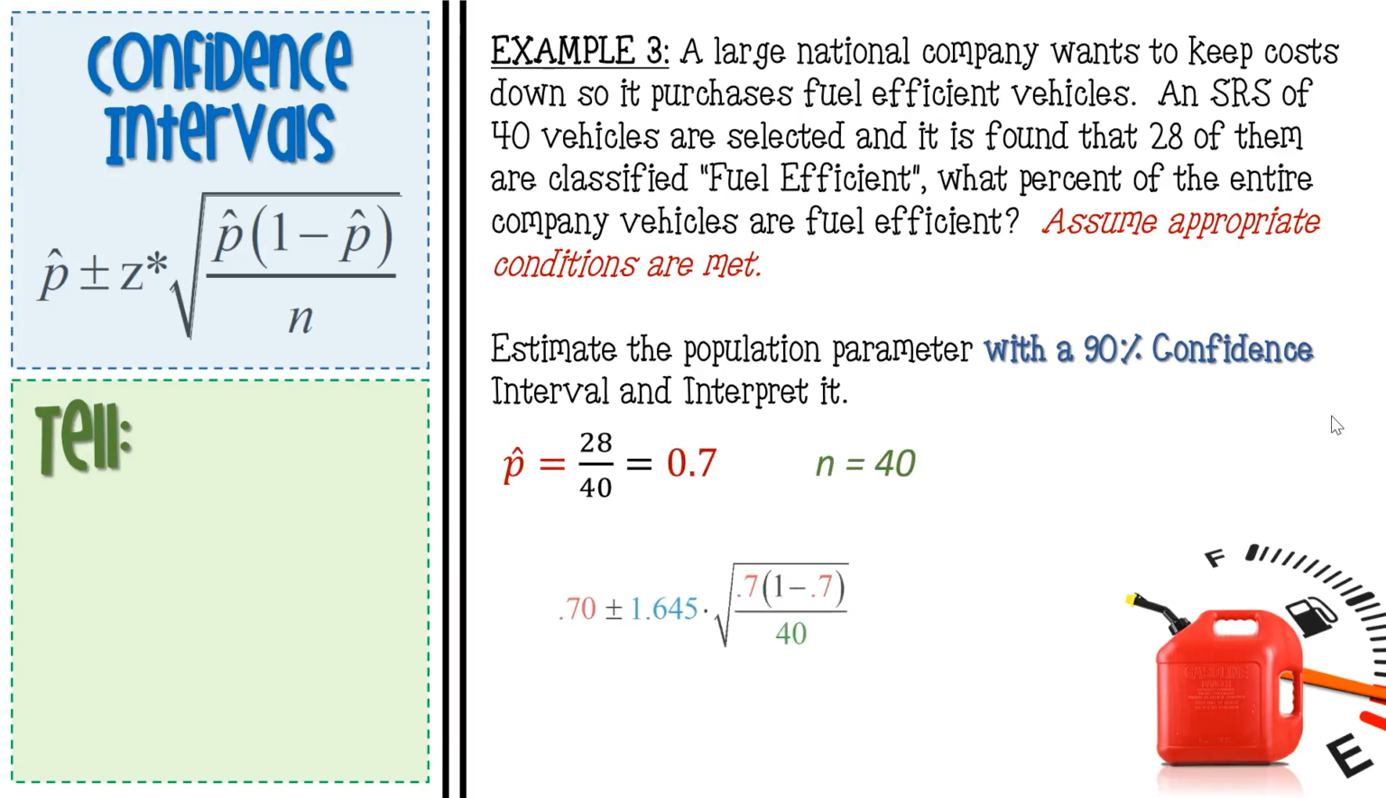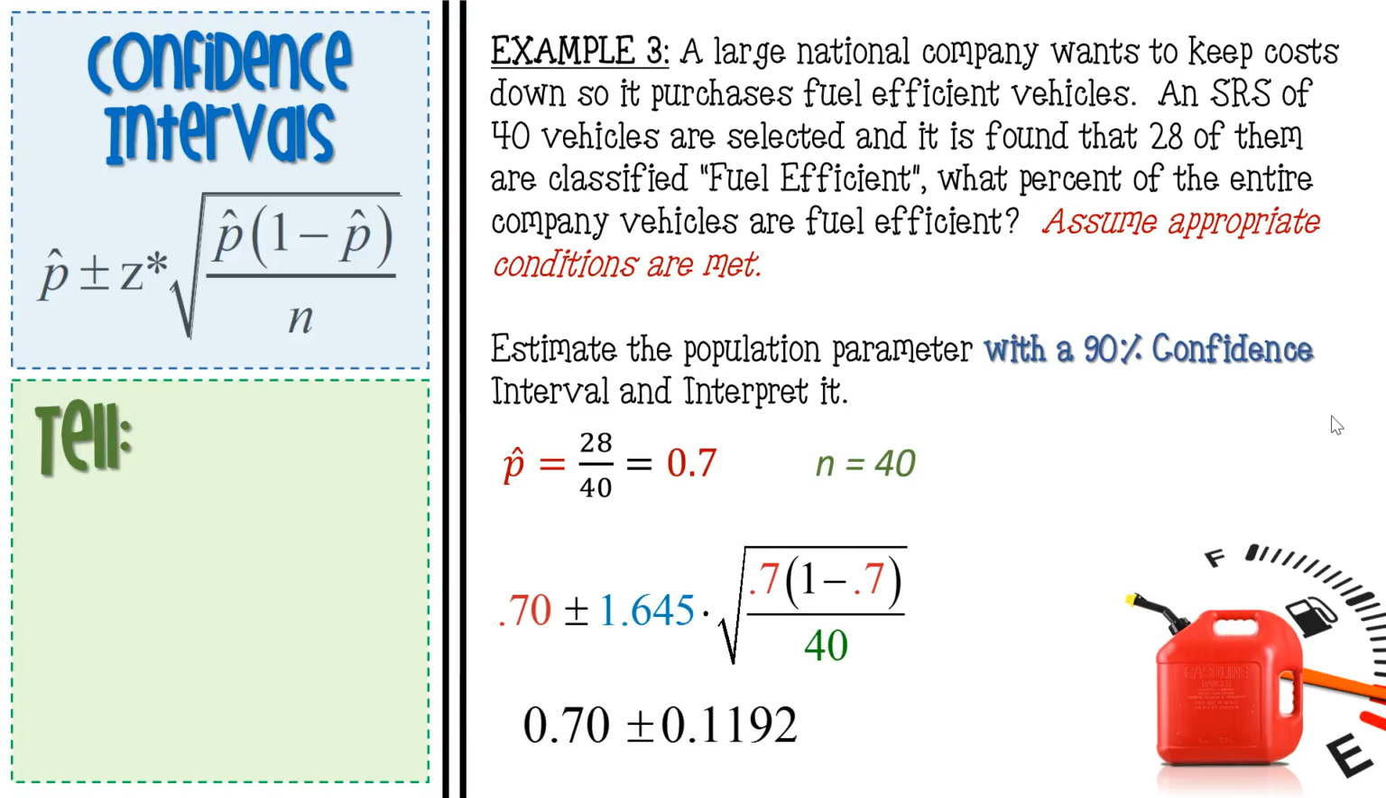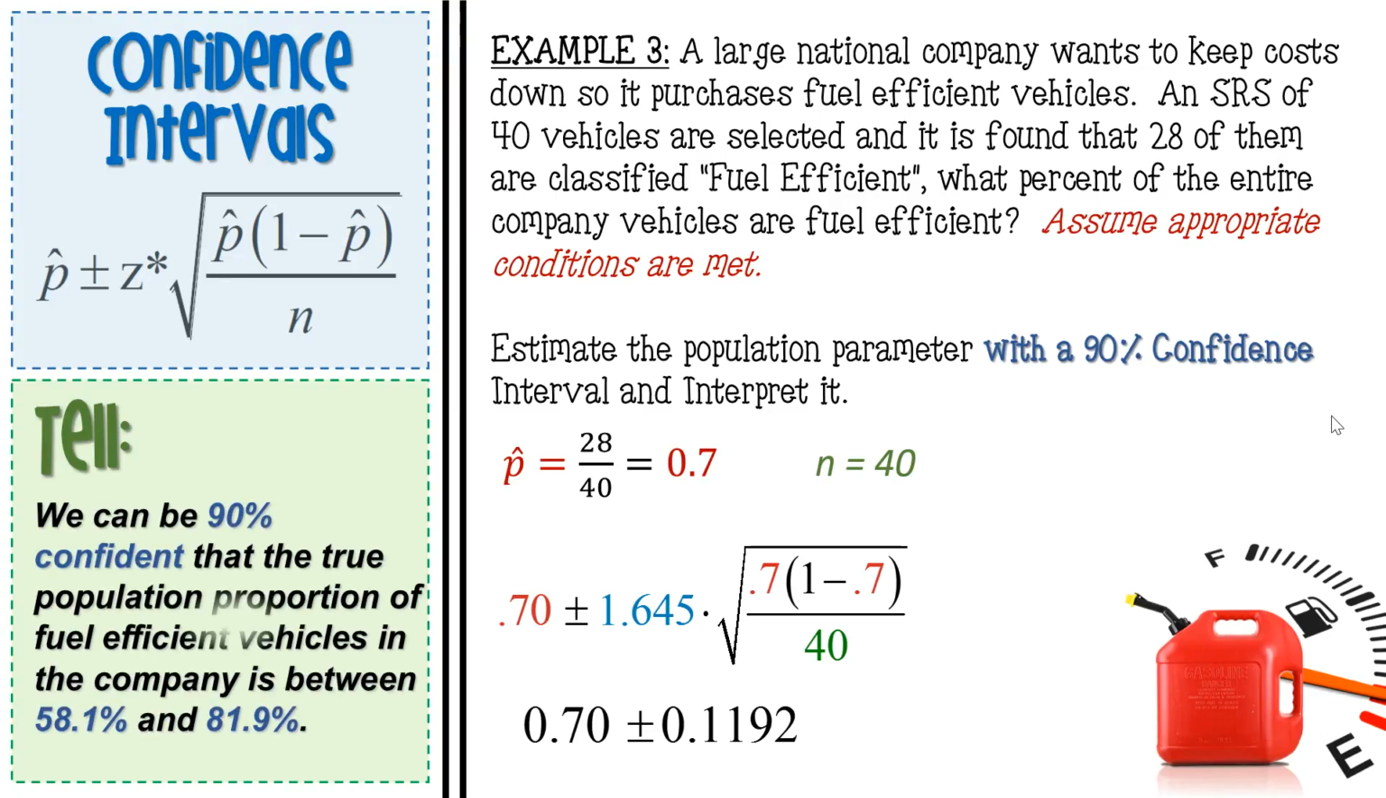Welcome back. So here's the answer in case you're curious. Again, my sample proportion is 70%. The confidence level changed. Notice my z-score is 1.645 because I'm 90% confident. Check out your final answer. So we can be 90% confident that the true population proportion of fuel-efficient vehicles in the company is somewhere between 58 and 82. Not too bad.